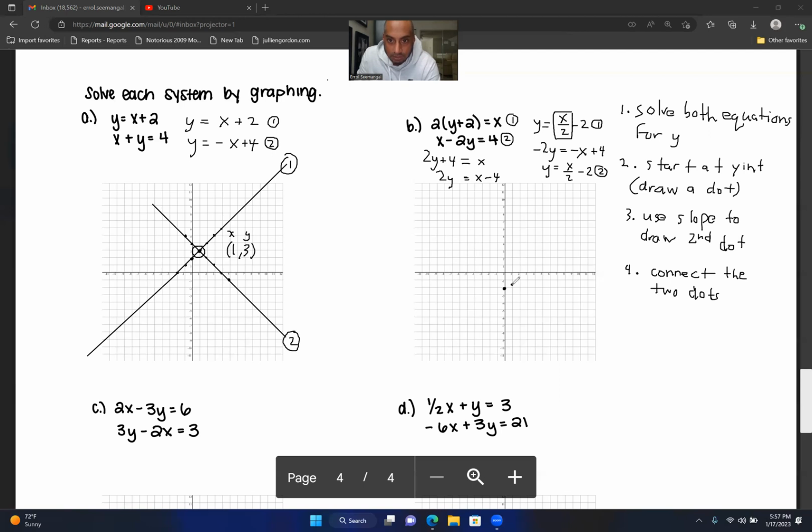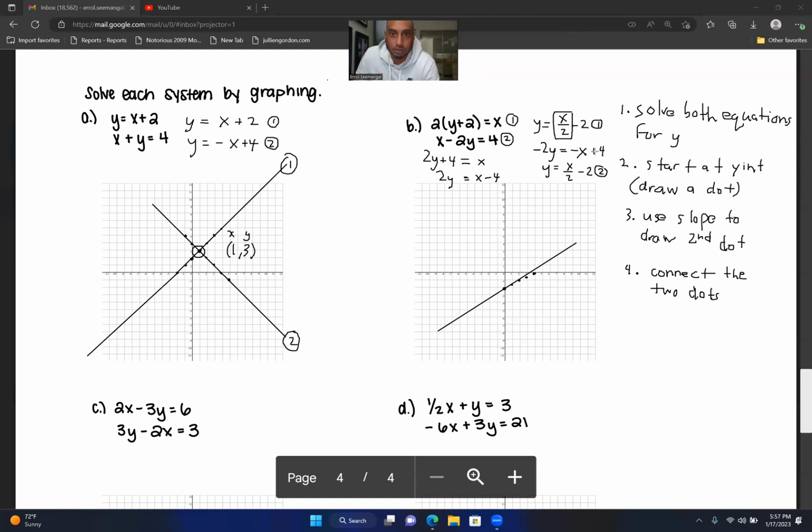Same idea. From here you're going to go up half and to the right one. From there you're going to go up half to the right one, and from there up half and to the right one. So connect those dots right there. Okay, that's the first one. Draw that line approximately. It's not a perfect line, but that's the general idea.